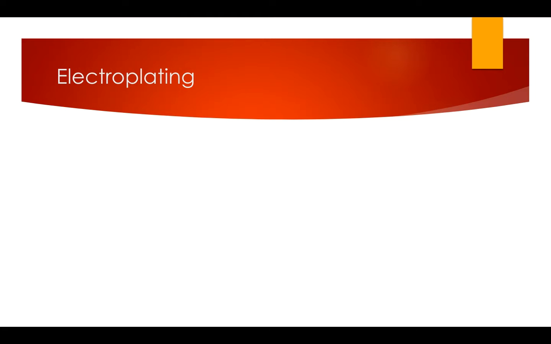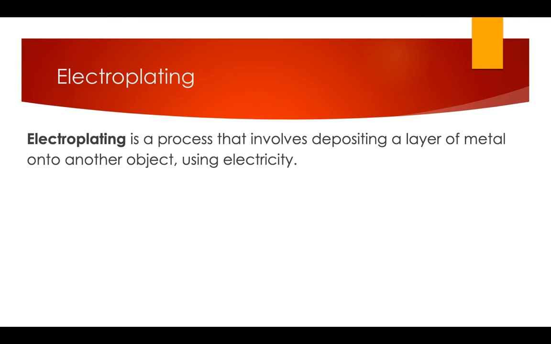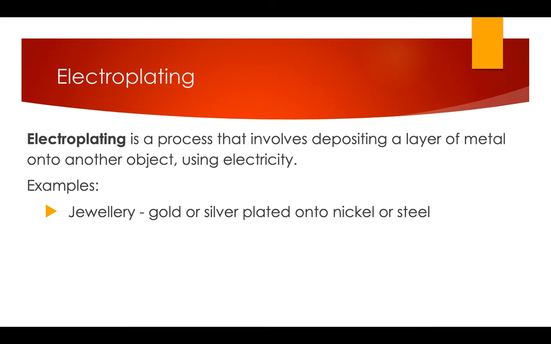So next we're just going to talk about electroplating, which is an application of electrolysis, and it's a very common application. This is a process that involves depositing a layer of metal onto another object using electricity. There's lots of different examples. Some are with jewelry, right? The main part of the jewelry might be made of nickel or steel, and then it would have gold or silver plated onto it, right? Because gold and silver are more expensive, so we wouldn't want to necessarily make the jewelry all out of gold or silver. Gold, when it's pure, is also very soft, so wouldn't be ideal.